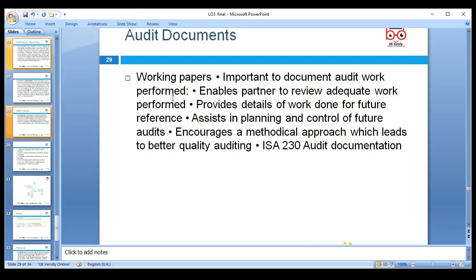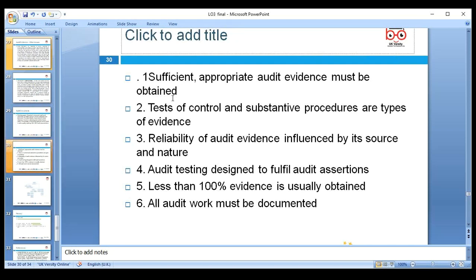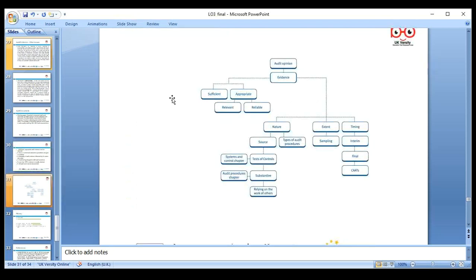Any questions? Okay. Then audit documentation, working papers: important documents the auditors perform, which enable the partners to review the work adequately and provide details of the work done, under ISA 230 audit documentation. So we need to look around first. Sufficient appropriate audit evidence must be obtained, through tests of control or evidence, considering the reliability of audit evidence and how much audit testing is designed to cover each assertion. Less than 100% evidence is usually obtained, and all the audit work must be completed. Then we can draw the audit opinion. This is all summarized in this mind map.